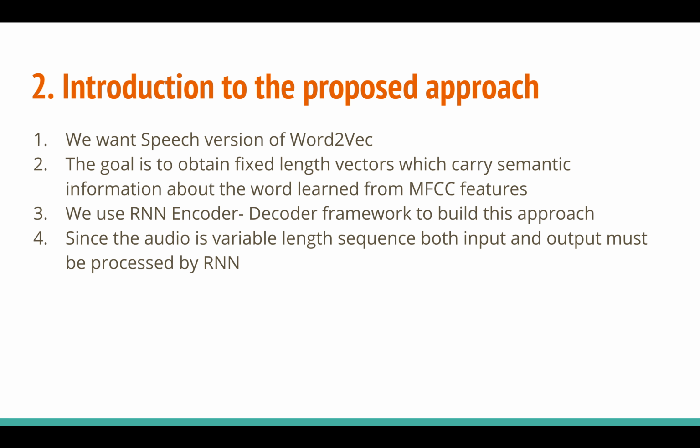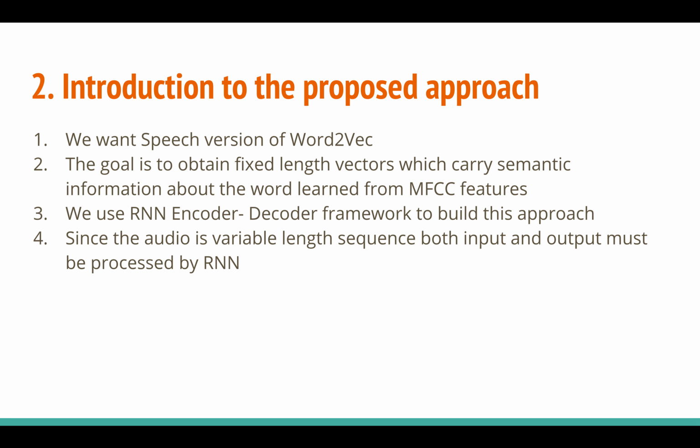So the approach is like this. Basically what we want is a model which is like word-to-vec, but we want to learn it from speech, not from plain text data, because text data will not have the information about the speaker, and it will not have information about the channel in which the speech is recorded. So they think getting embeddings for words from audio should give better results compared to word-to-vec, because the embedding should capture the speaker's information and channel information.